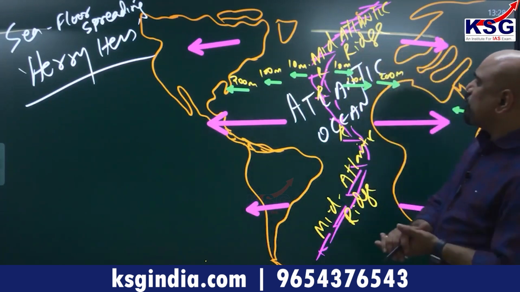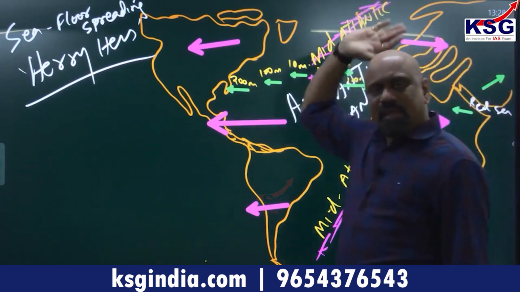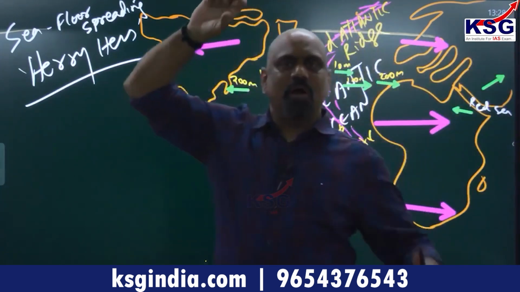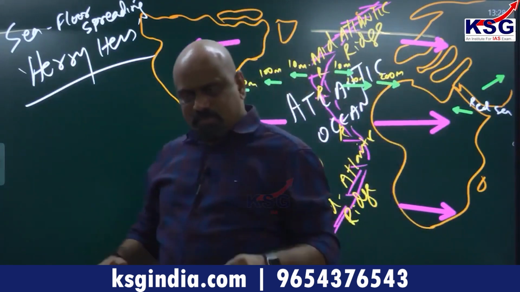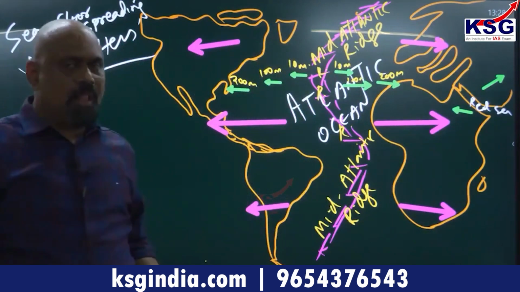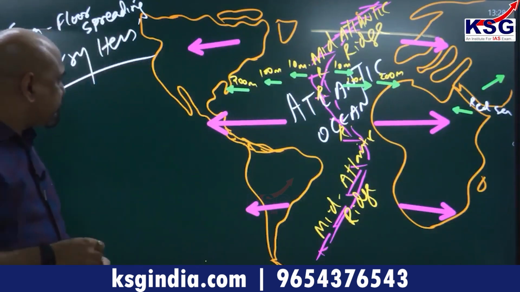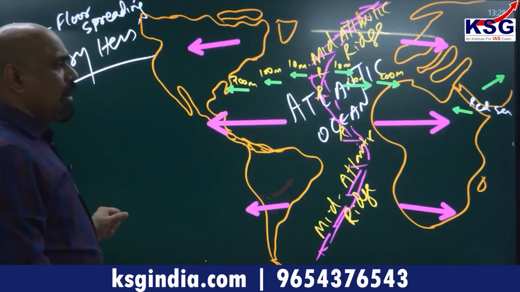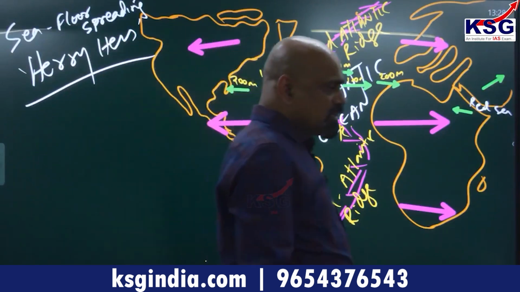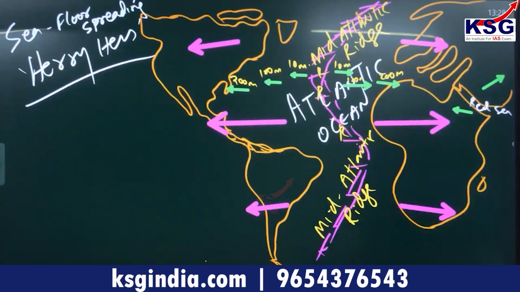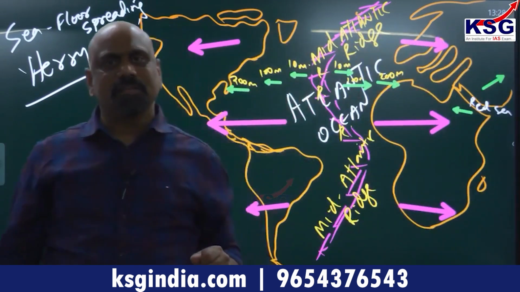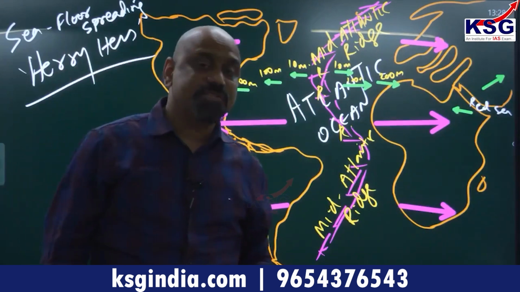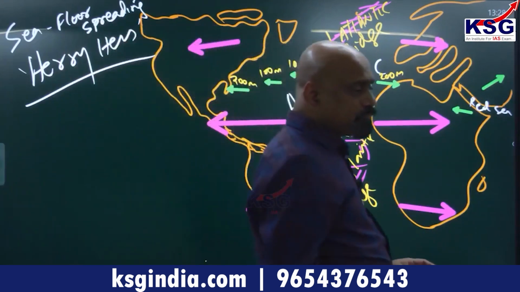But the most important point here is that Harry Hess gave the concept of ocean floor spreading, or sea floor spreading. Alfred Wegener gave the concept of continental drift. You must remember both. Now, another concept, which we will see in detail ahead, is the theory of plate tectonics.